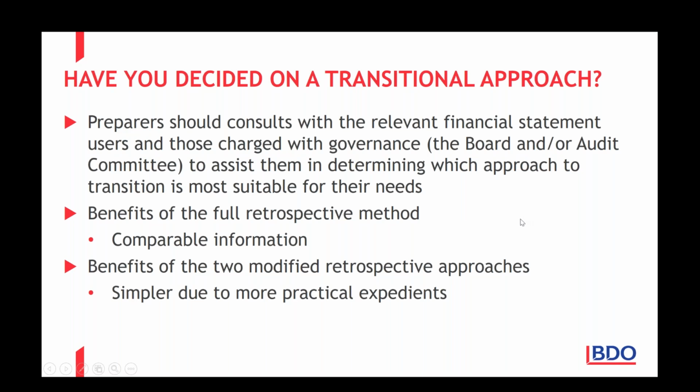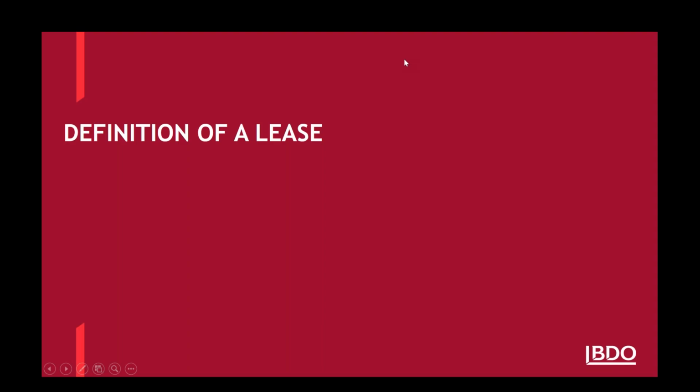You have to think, what are the benefits of the different methods? So the big benefit of full retrospective method is the comparable information. And the benefits of the 2 modified retrospective approaches are slightly different. They are simpler due to the fact that there are more practical expedients around the calculations. But, the modified retrospective approach number 2 still requires a lot of data and calculations and effort, still has an impact on retained earnings. But it's important to think that through.